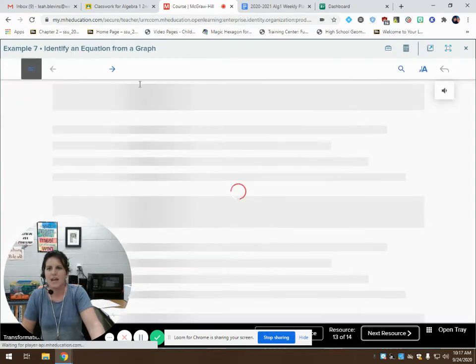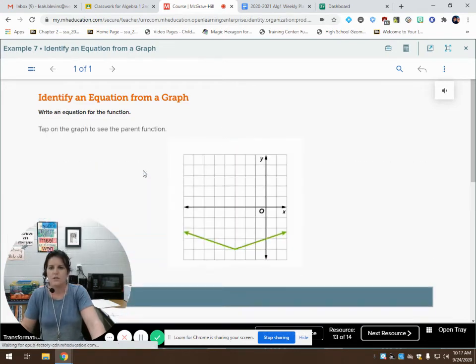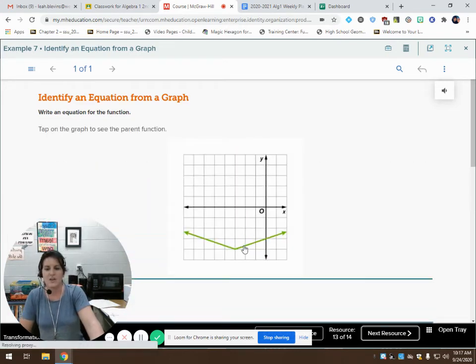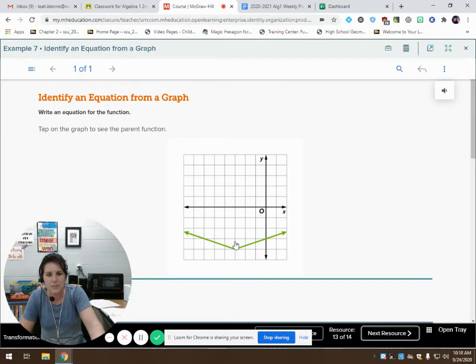Example 7. Identify an equation from a graph. So we've got this graph. I can tell that it is an absolute value function because it is a V shape. We can look at the steepness. It goes up 1 over 3. So I know there's a 1/3 in front of my x, because it has a slope of 1/3, and on this side a slope of negative 1/3, but it's inside the absolute value, so we go with the 1/3.